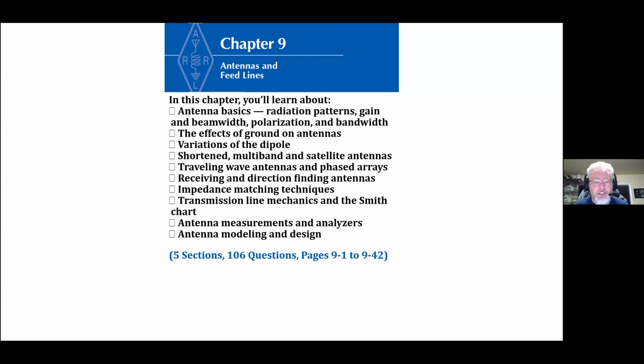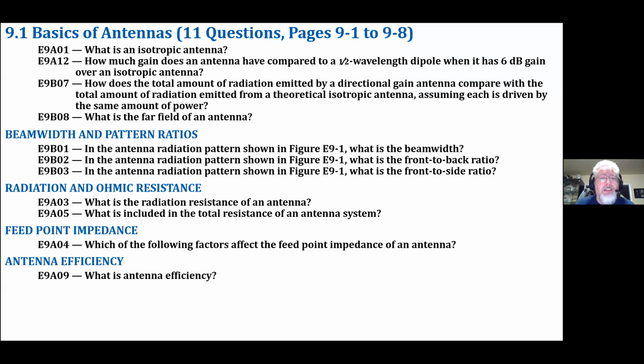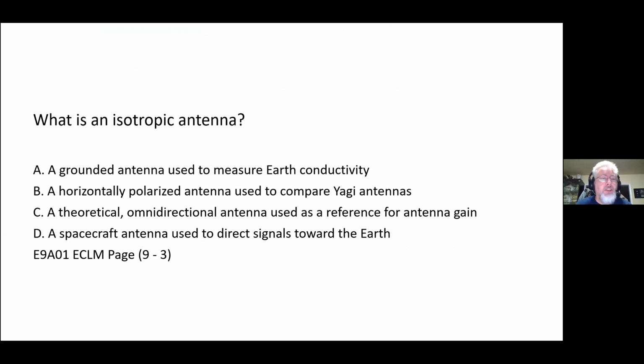So 5 sections, 106 questions. Yikes. First eye chart: band or beam width and pattern ratios, radiation and ohmic resistance, feed point impedance, and antenna efficiencies. Lots of basics of the antenna. We'll just jump right in.